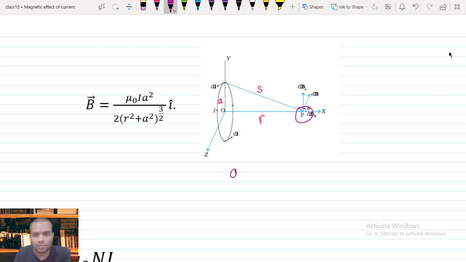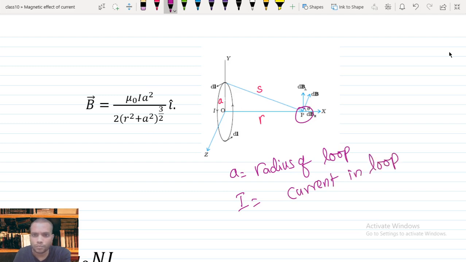Here a is equal to the radius of the loop, and I is equal to the amount of current in the loop, and r is the point where we need to find the magnetic field, a location point.